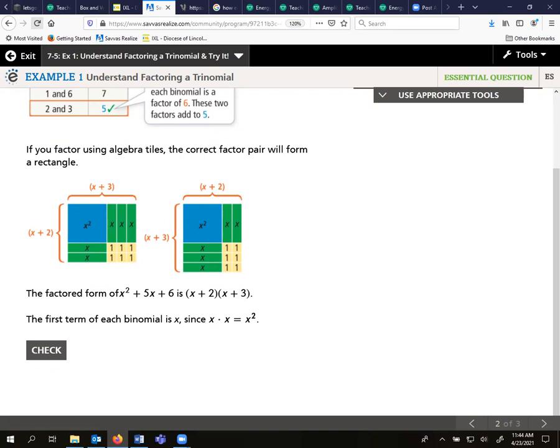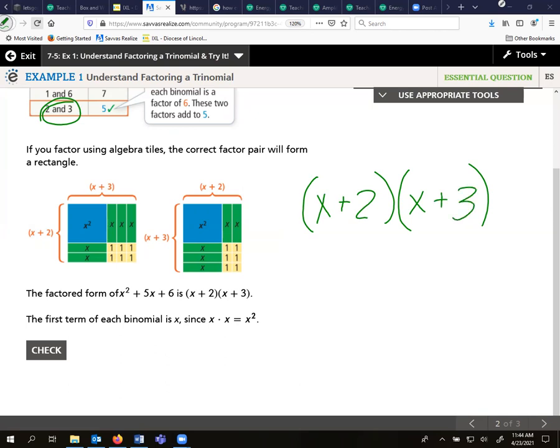So these are both positive numbers, so you make sets of parentheses that start with an x, and then you put these numbers inside the parentheses with it. So you have x plus 2 and x plus 3. The 2 and 3 multiply together to equal 6 and add together to equal 5. So we undid all the multiplication that we learned how to do last week.